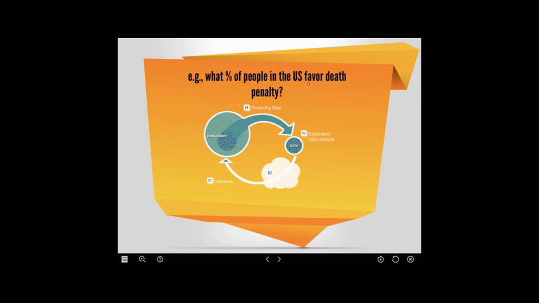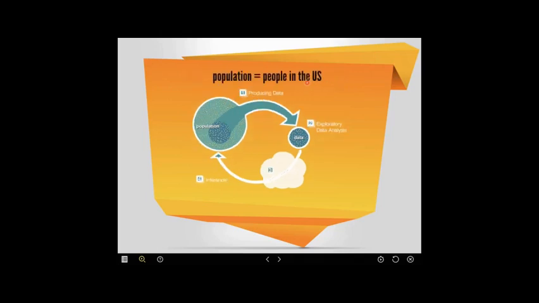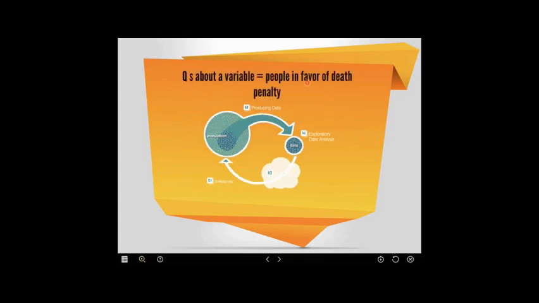And the question asked here is, what percentage of individuals in the US favor death penalty? So questions are about a population, in this case the population in the US, and the questions are about either a variable or about the relationship between two variables. In this case, the question is about a variable. The variable here is people's opinion, or favorability of death penalty.